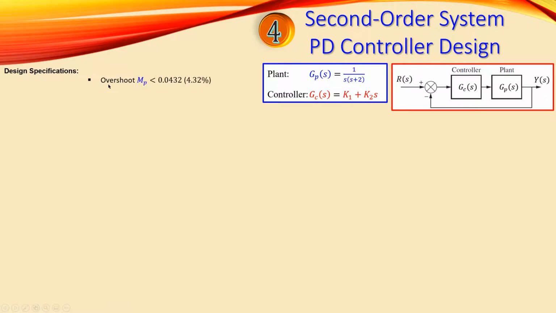These are the following. We have the overshoot, which must be less than 4.32%, and we have a settling time with a 2% criterion that must be less than 2 seconds. So we will use these design specifications and determine our design point from these design equations, and from there we will use the root locus equation to determine the K1 and K2, and we will do that step by step. So let's look at the solutions.